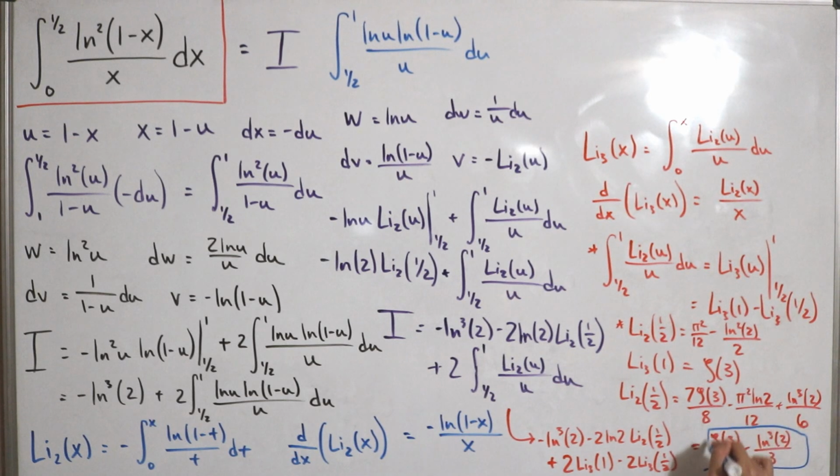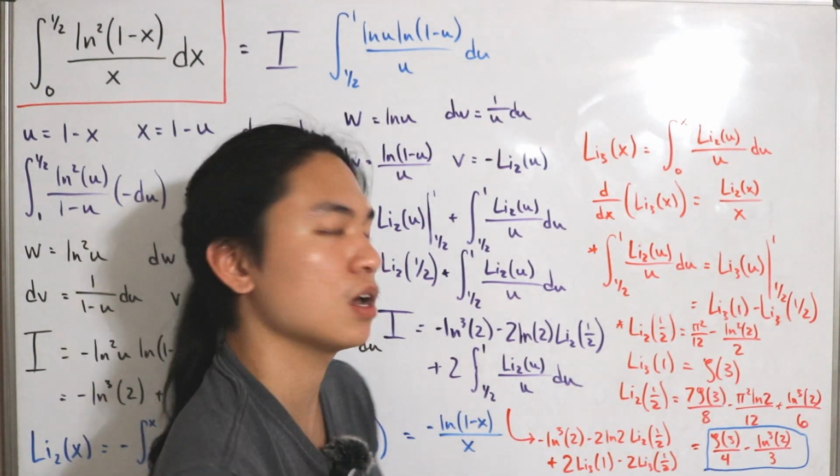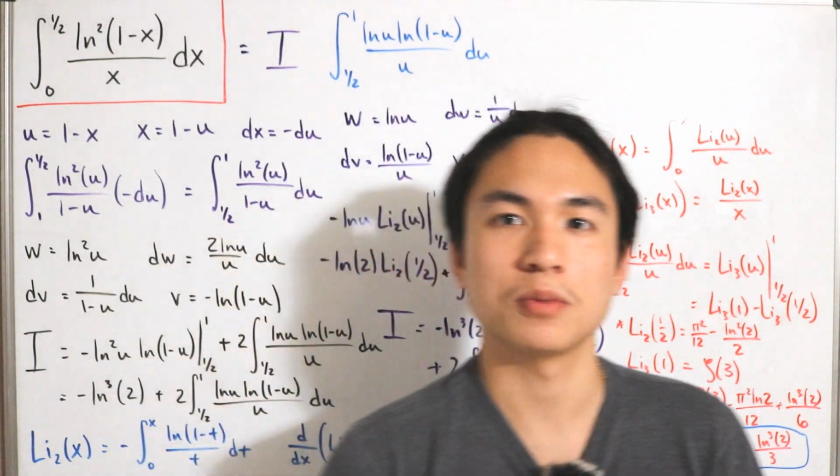So of course, we're using both the dilogarithm and the trilogarithm functions with, of course, the special identities that came in handy with this process. So yeah, that's pretty cool if you ask me.